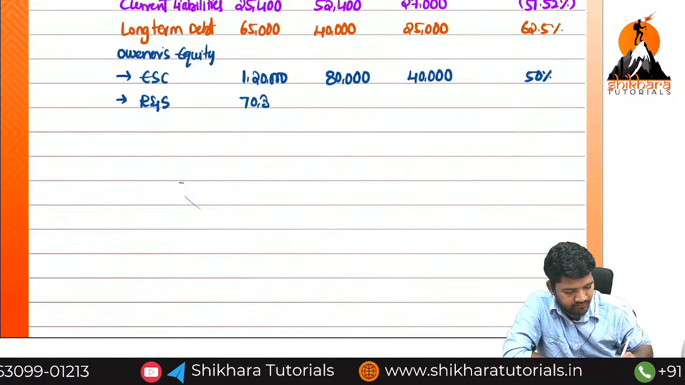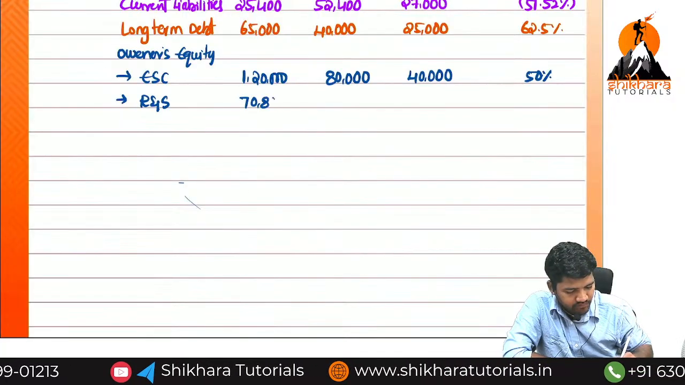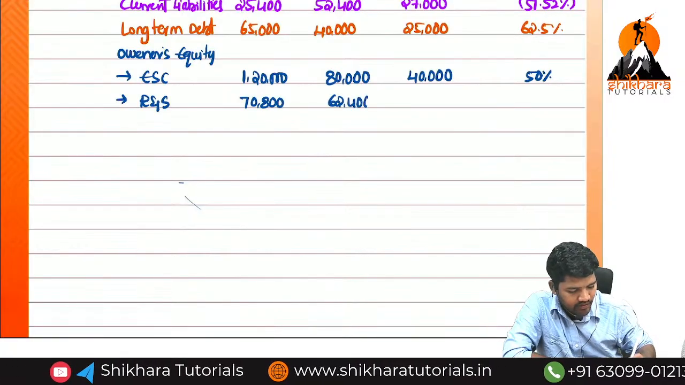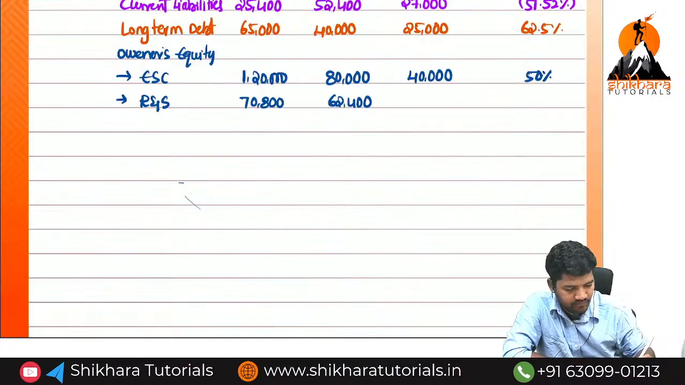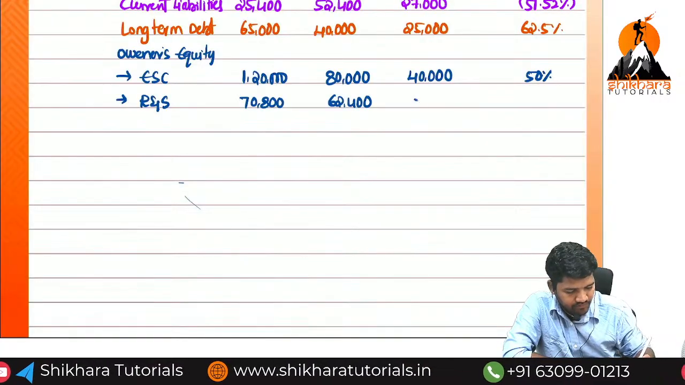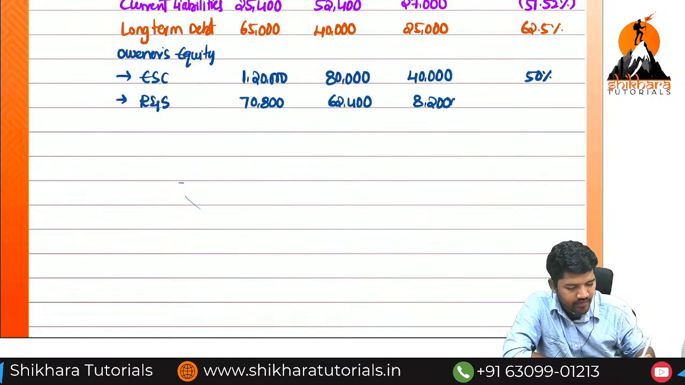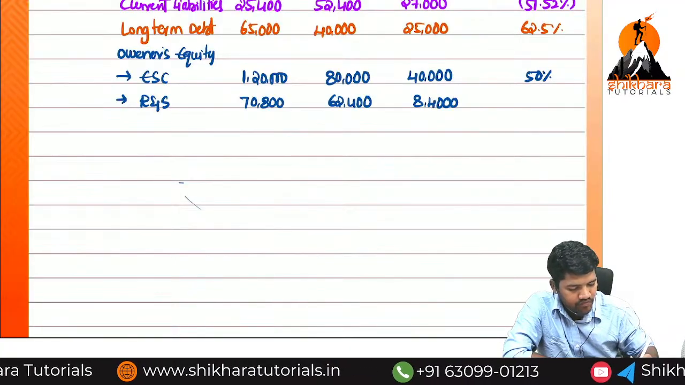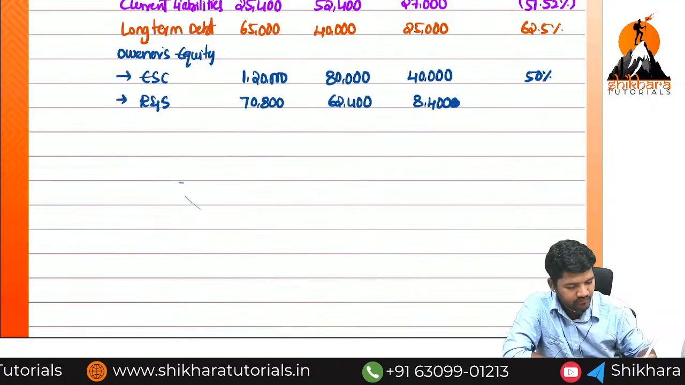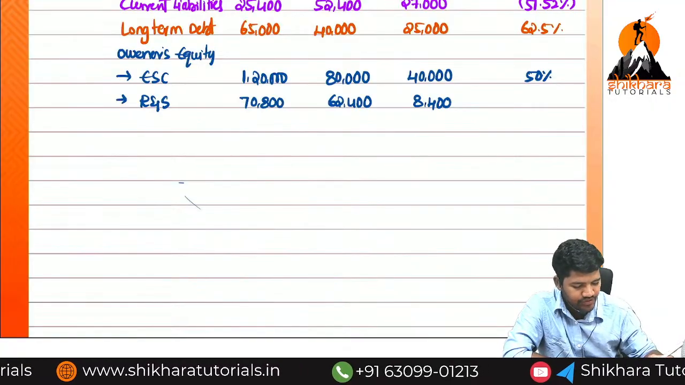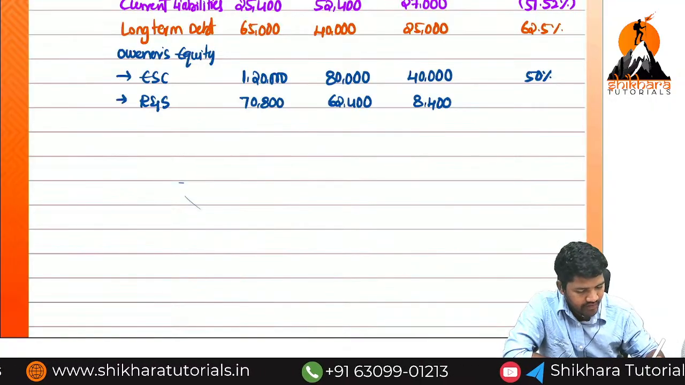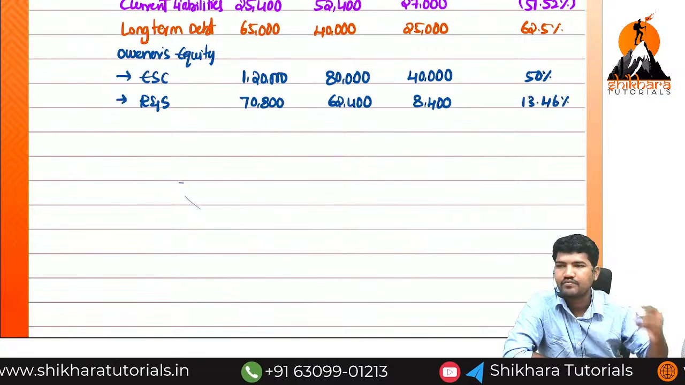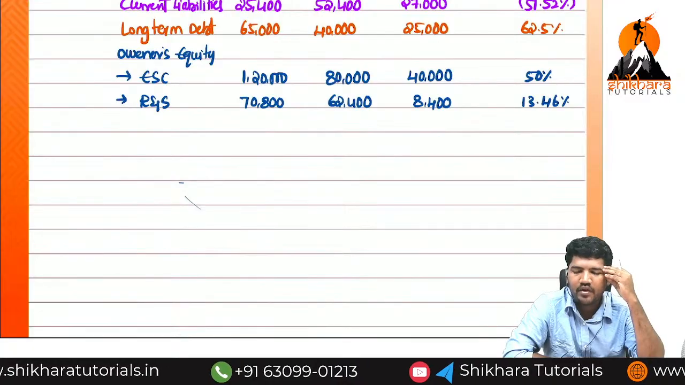$70,800. 60. Okay, done. Increase or decrease? How much? 8,200. The company performed well. The profits are included. 8,400. Now change. Increase. 13.46%. So the company performs well.